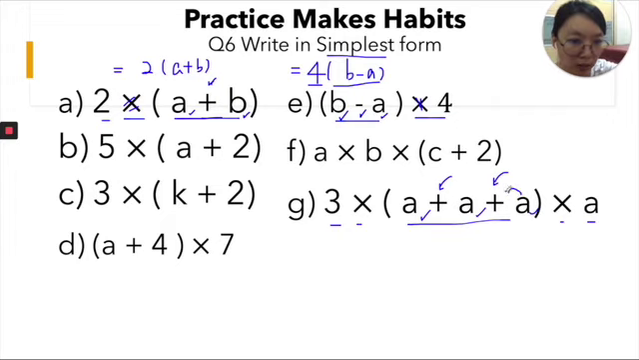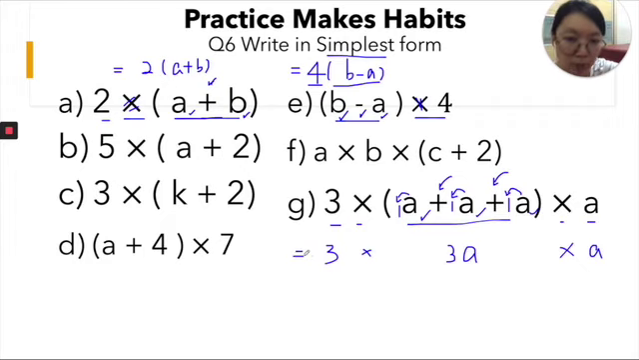Check for the number in front. No number, put 1. Check for a number in front. No number, put 1. No number, put 1. So they're all the same like terms. I'll put the like terms down. A. 1 plus 1 plus 1. It becomes 3. Next, copy down the others.